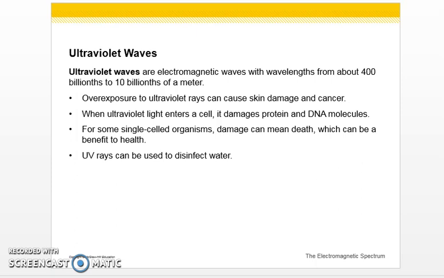For some single-celled organisms, damage can mean death, which can be a benefit to health. UV rays can be used to disinfect water. So while we need UV rays, we need to be careful about how we're applying them.